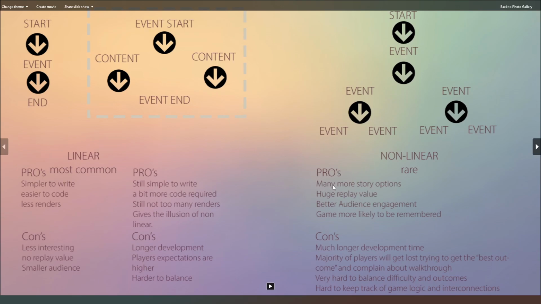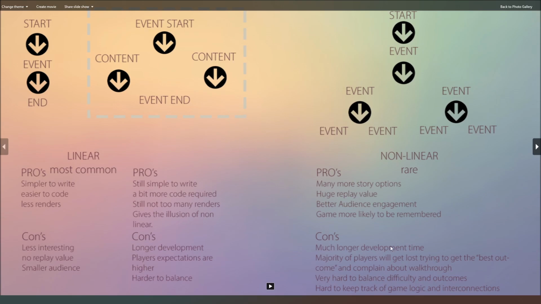The pros of this are that you get many more story options. You can have each branch taking you down a massively different story arc, which gives you huge replay value because people are going to want to experience every single different outcome, which gives you better audience engagement because they're going to spend a lot more time reading the text because the decisions are more important, and you're also going to get a lot more time with the characters, so people feel more invested in them, especially if the decisions have some kind of consequences, which means that the games are more likely to be remembered.